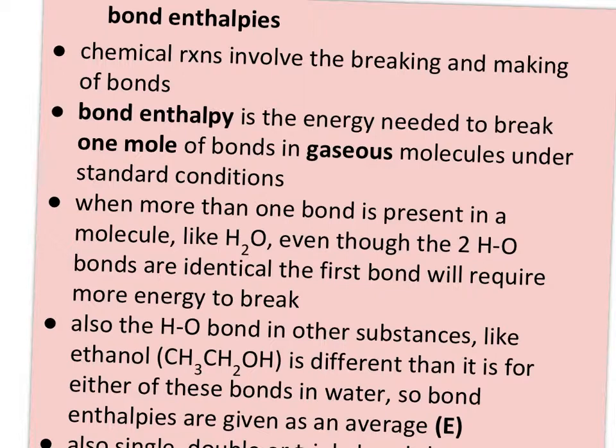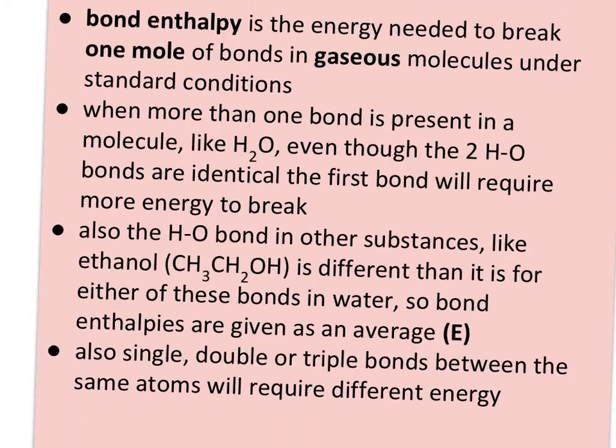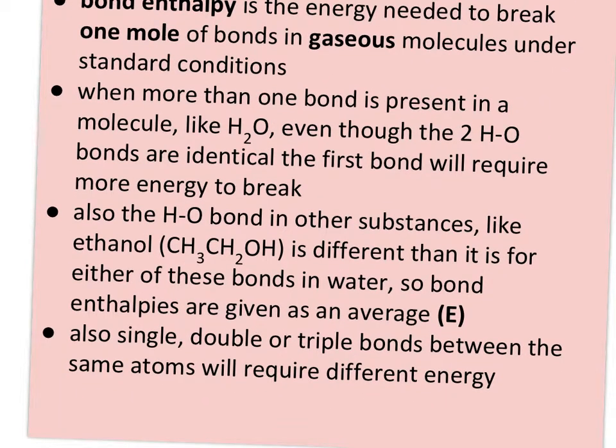When more than one bond is present in a molecule, like H2O, even though the two hydrogen-oxygen single bonds are identical, the first bond always requires more energy to break. Once you've broken that first bond off, your remaining molecule is unstable, and it's easier to break that second one off. Also, the hydrogen-oxygen single bond in another substance like ethanol or any alcohol is going to be different than the bonds in water.